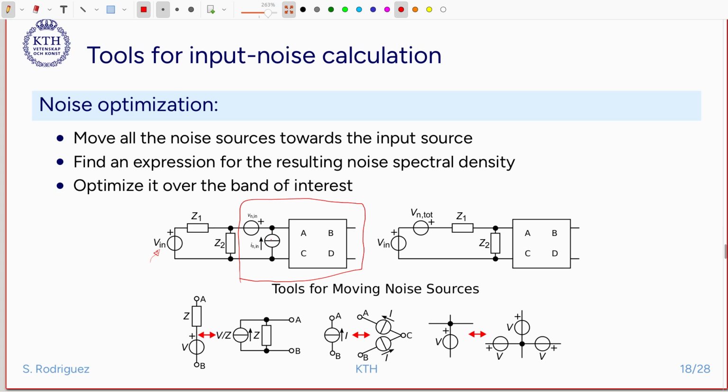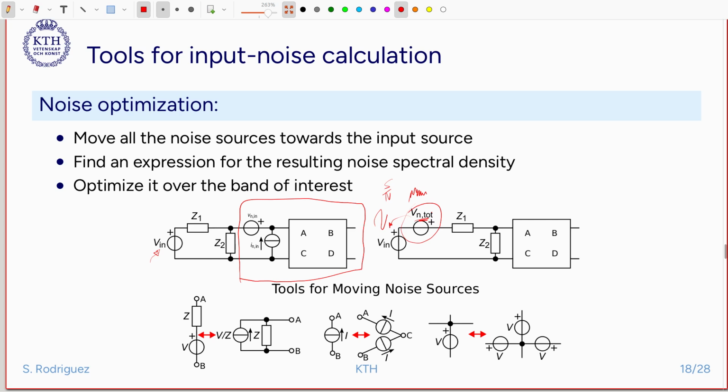Because what we are after is that we want to find a total input referred noise source that is in series with our source, because here when we have our signal and then our total noise here, then we can do the calculation of signal to noise ratio and do comparisons of different amplifiers that have different input referred noise. So we want to find this total input referred noise voltage in this particular case.